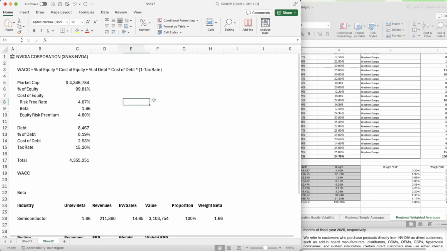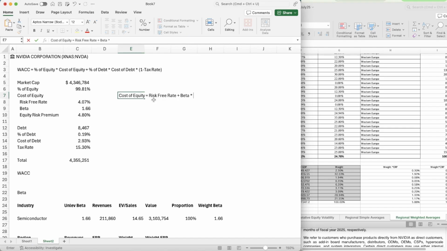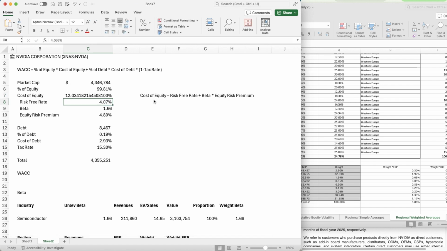Okay, now we can calculate our cost of equity. The cost of equity equals your risk-free rate plus your beta multiplied by your equity risk premium. So we can take the risk-free rate plus your beta multiplied by the equity risk premium.